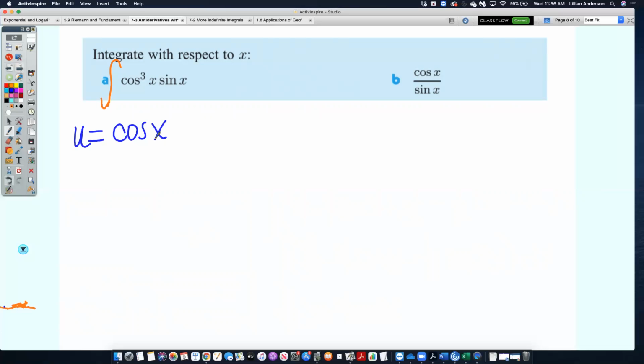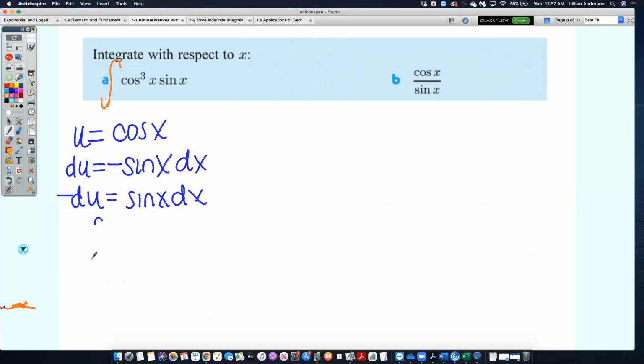I can make u cosine x, and then I can make du negative sine x, because remember, the derivative of cosine is negative sine x. So that's going to be a negative du that gets plugged in to replace this. Now it becomes the integral of u to the third, negative u to the third du, because I'm able to replace sine x with a negative du and cosine x with u.